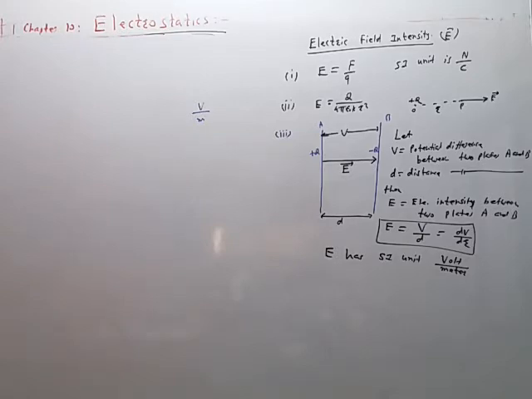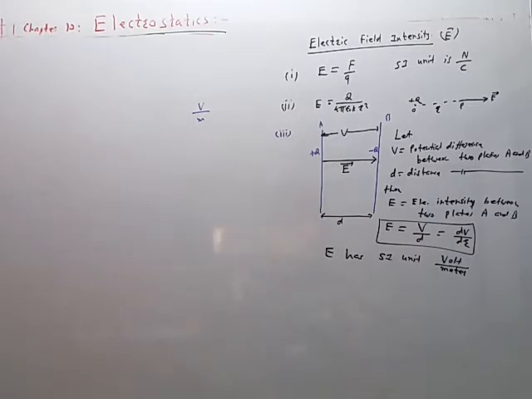Intensity is directed away from positive charge, intensity is directed toward the negative charge, and intensity is given by these three relations. E is equal to F by Q, E is equal to Q upon 4 pi epsilon naught R square, and E is equal to V by D. These are the three relations.